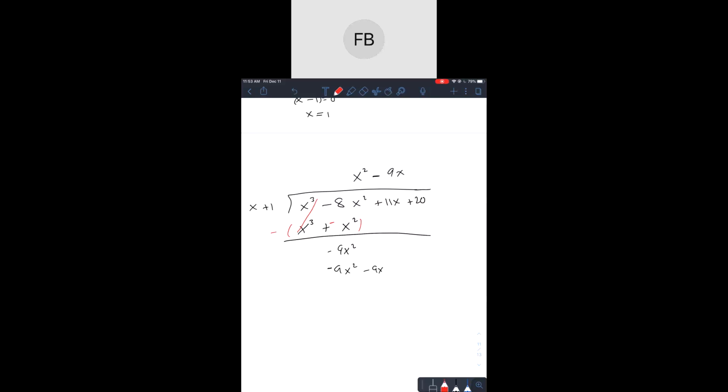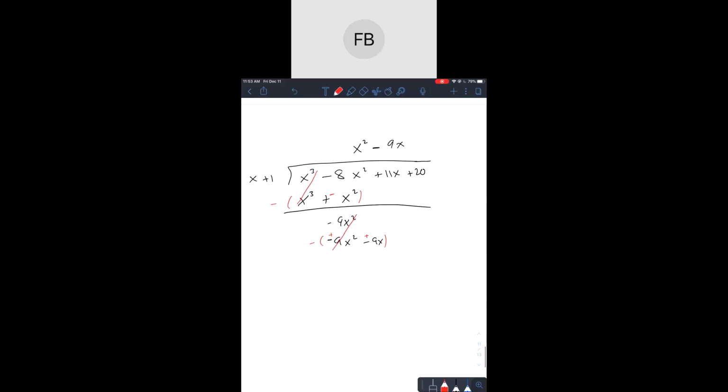So our answer is negative 9x squared minus 9x. Now, we're subtracting this, right? So this becomes a positive, this becomes a positive. Now that this is a positive, perfect. We can cancel it out with the above one. And then from here, we're going to try to get rid of the, oh wait, oops.